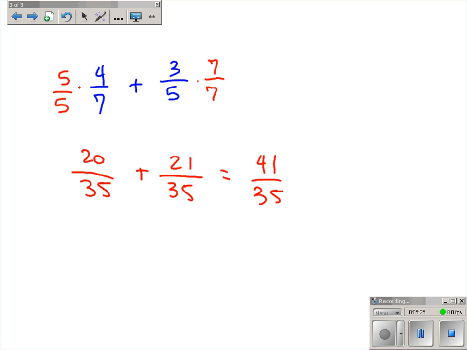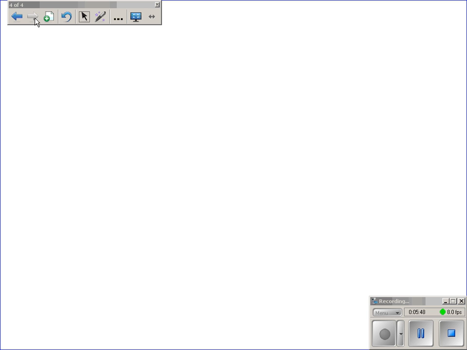Okay, now this is an improper fraction, but that's okay with me, and most mathematicians, as you move up in math, are okay with improper fractions as answers. So 41/35 is fine. Again, that means I have 41 pieces where each piece is size 1/35 of the whole. Okay, let's move on to multiplying.